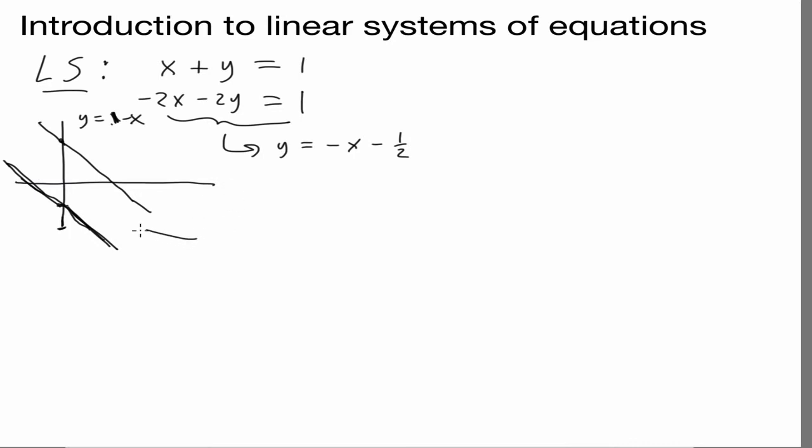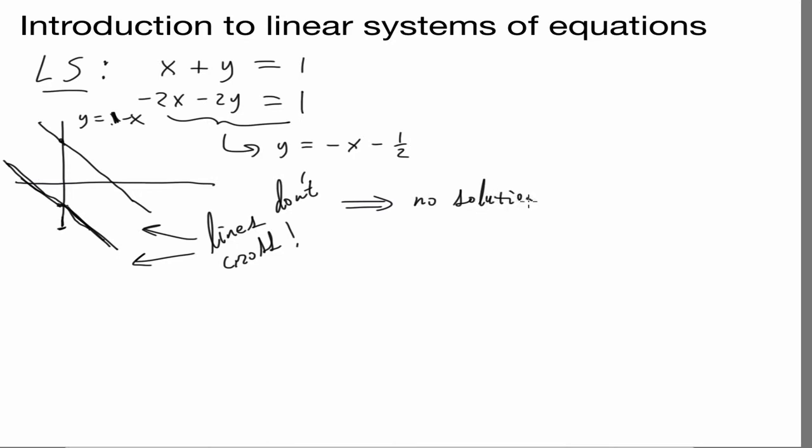Okay, so we see, of course, here that the lines don't cross. So what we say here is then we have no solutions. Okay, no solution at all. So again, our outcomes, we can have infinitely many solutions, one solution, and then none.